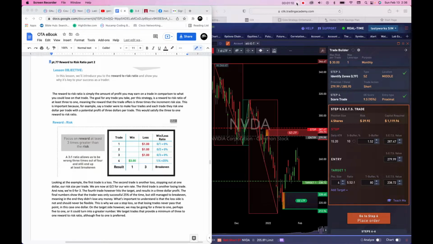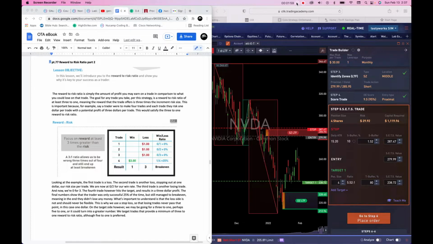Looking at the example here, the first trade is a loss. The second trade is another loss, stopping out at $1, which is our risk size per trade. We are now at 0 for 2 for our win rate. The third trade is another losing trade, and now we are at 0 for 3. The fourth trade, however, hits the target and results in a $3 profit. The final numbers show that the trader was only successful 25% of the time, but still managed to break even, meaning in the end, they didn't lose any money.